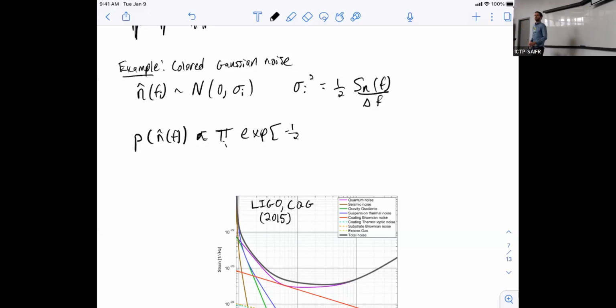At the moment, these template banks only tile in four dimensions, the two masses and the two aligned components of the spin. That means we're not using full physics in our searches yet. We're using systems that you can think about either as neglecting precession effects or assuming there is no precession in the binaries.